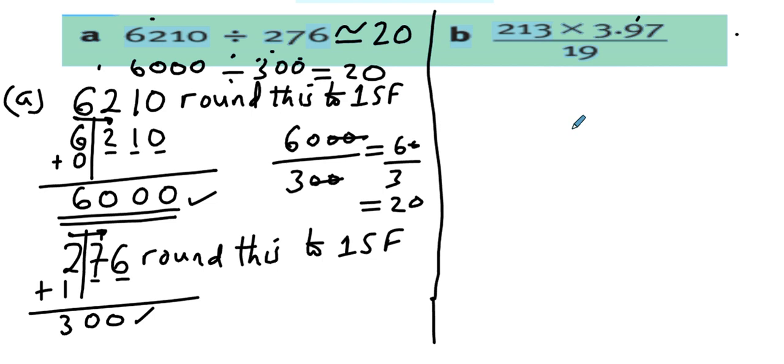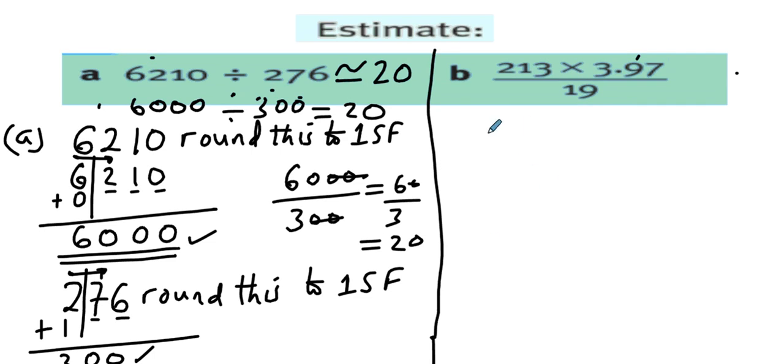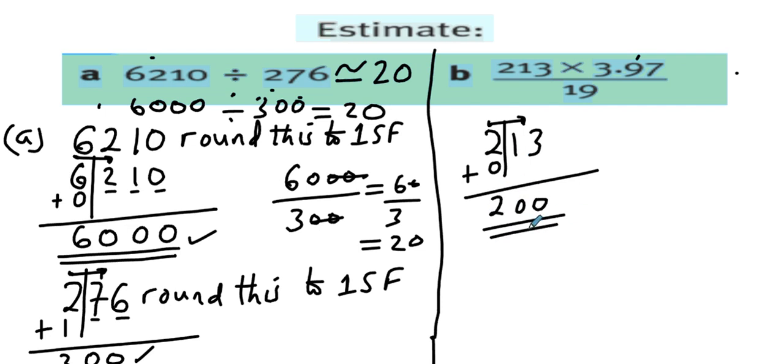Now, to do this part B, I'm not going to write so much. I'm going just to take 213, round this, correct to one significant figure. So check that. There is 1, so add 0 here. The answer is 2, 1, 2. The answer is 200.